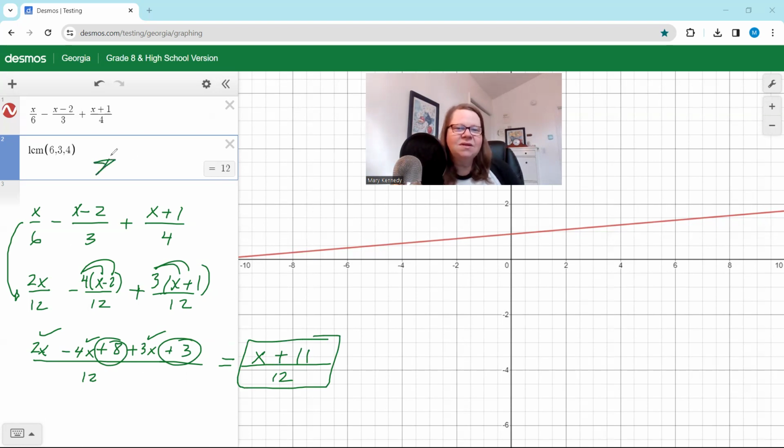So I hope that using the least common multiple can be helpful to you. It's a kind of cool thing to know that it's there with Desmos.